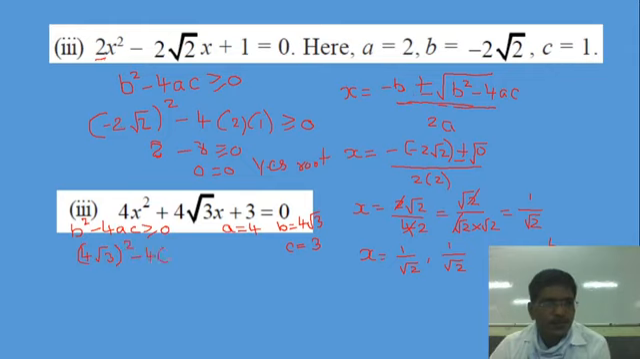Value of A is 4, value of C is 3. So 4 square is 16, and 16 3s are 48, minus 4 4s are 16, and 16 3s are again 48. Here I have to put value greater than or equal to 0. Now 48 minus 48 is 0. 0 is greater than or equal to 0. So again we have to say yes, roots, but repeated.